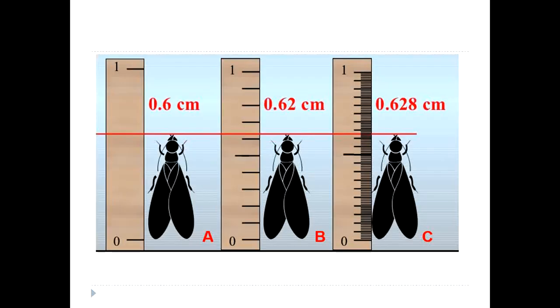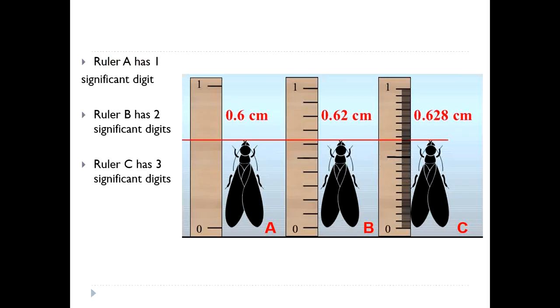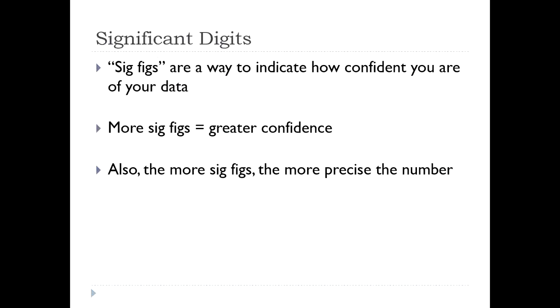So these were the actual numbers of the length of the bug. Ruler A only gave me one significant digit. Ruler B gave me 2 significant digits. And ruler C, I was able to do 3 significant digits. So significant digits, or you might hear me say sig figs or sig digs in class, just for short, are a way to indicate how confident you are of your data. Again, the more significant digits there are, the greater confidence we have with our measurement, and the more precise our number.